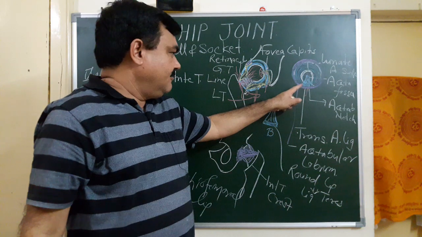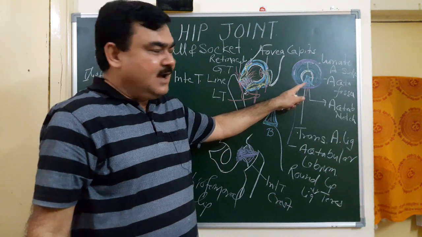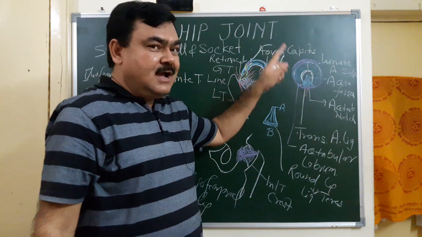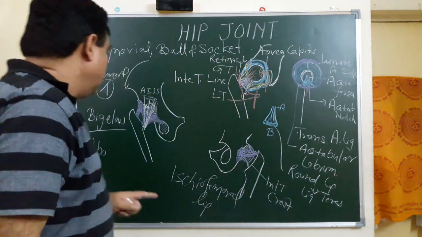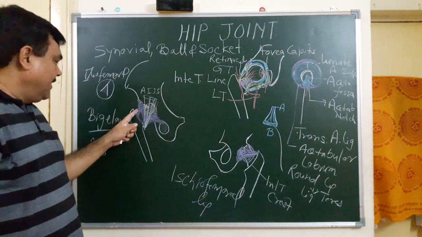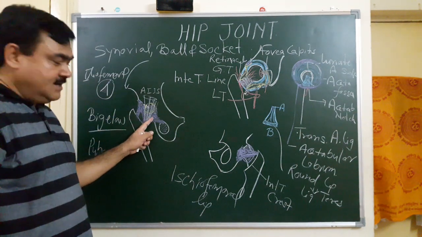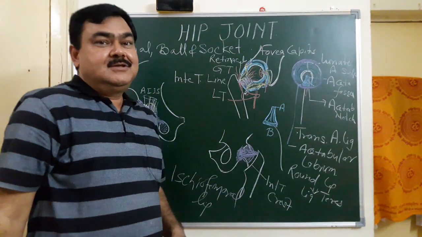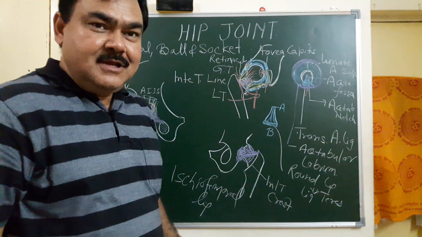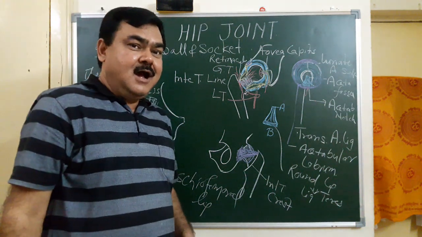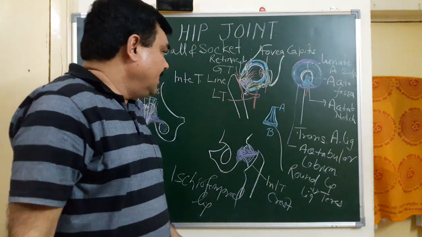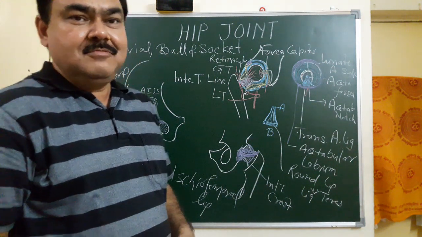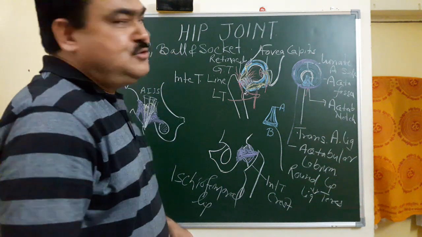So it has 7 ligaments. First is the transverse acetabular ligament, then the acetabular labrum second, third is the round ligament, fourth is the capsular ligament, fifth is the iliofemoral ligament, sixth is the pubofemoral ligament, and seventh is the ischiofemoral ligament. So these are the type of the joint, articular surface and ligaments supporting the joint. This is the first part of the hip joint. Thank you.